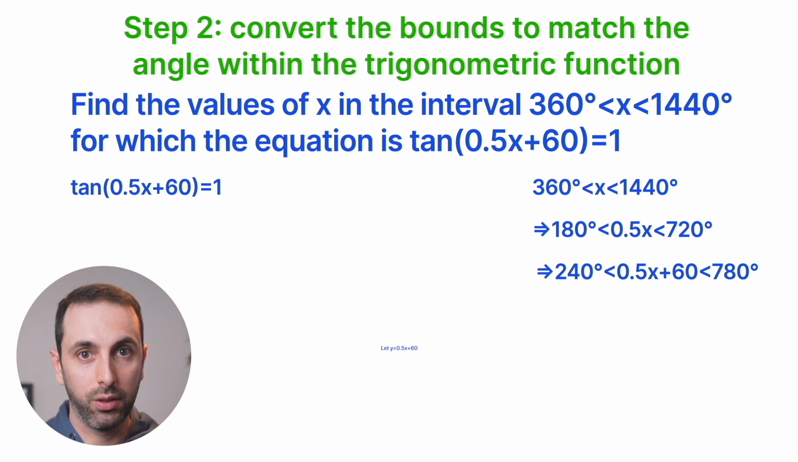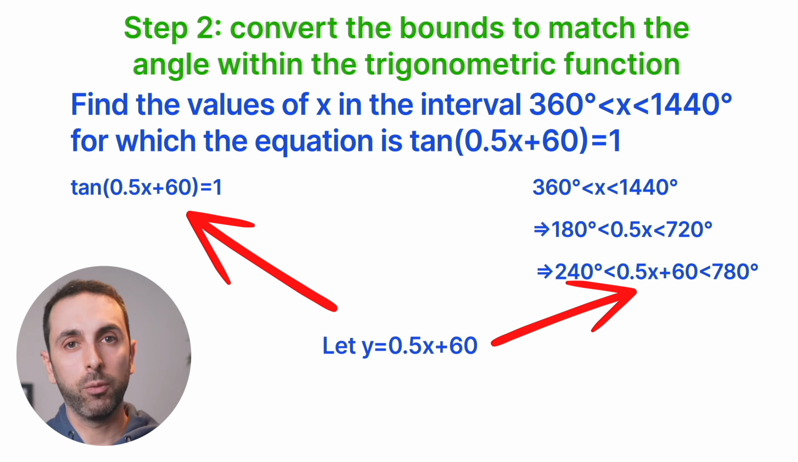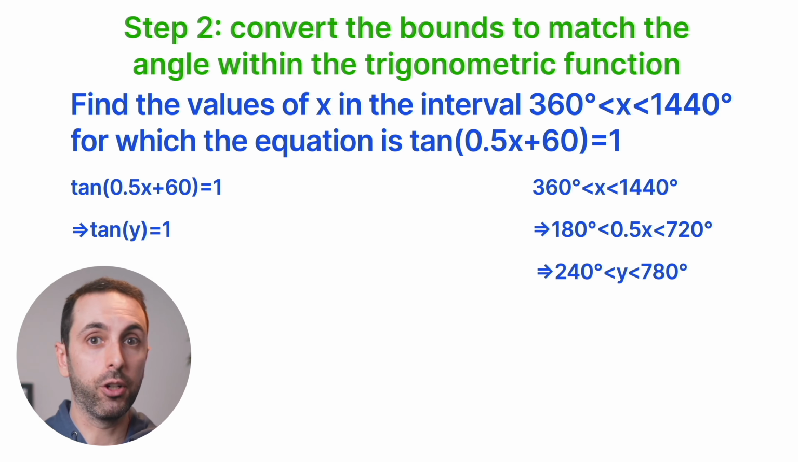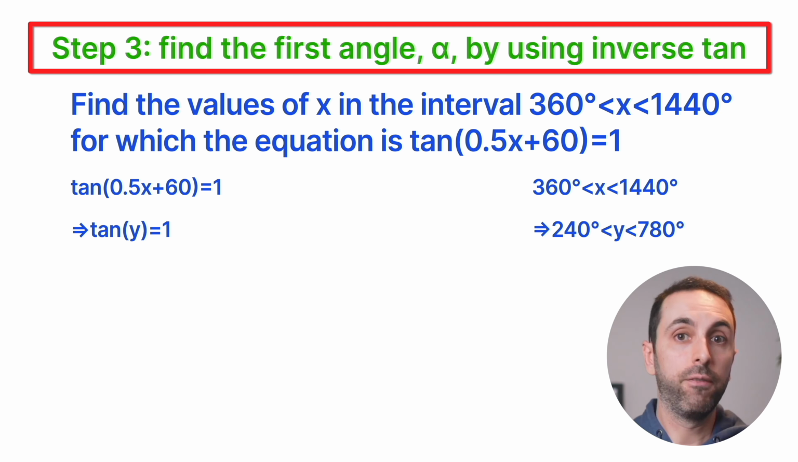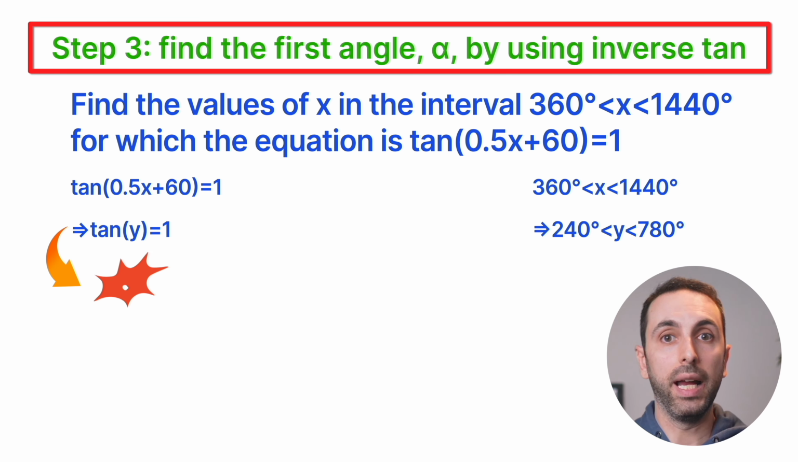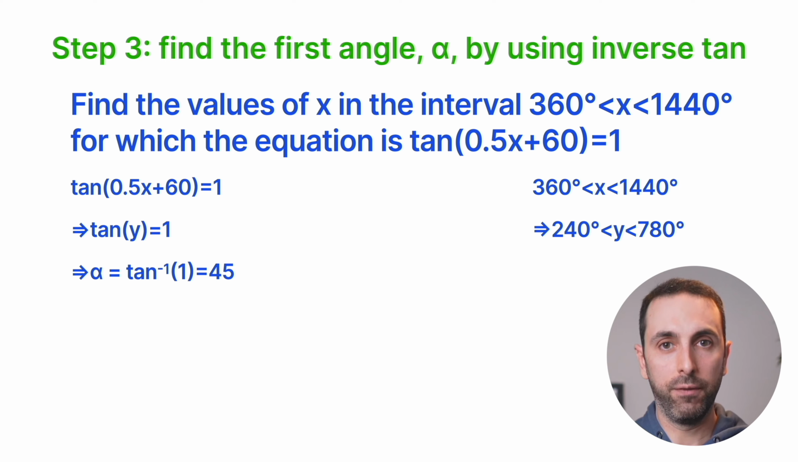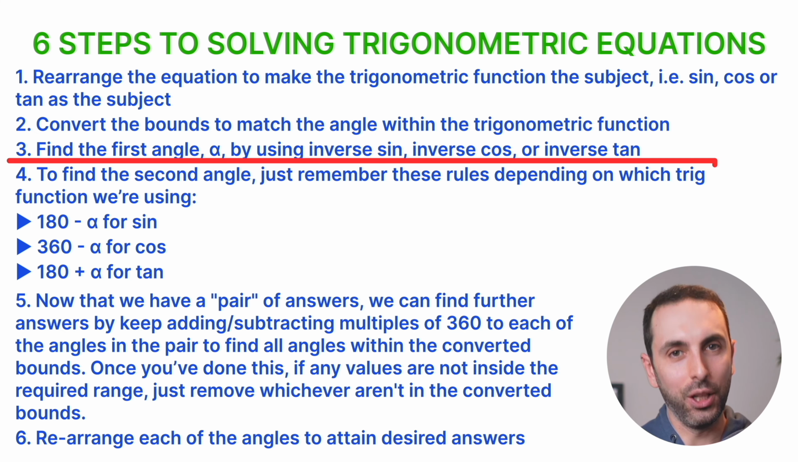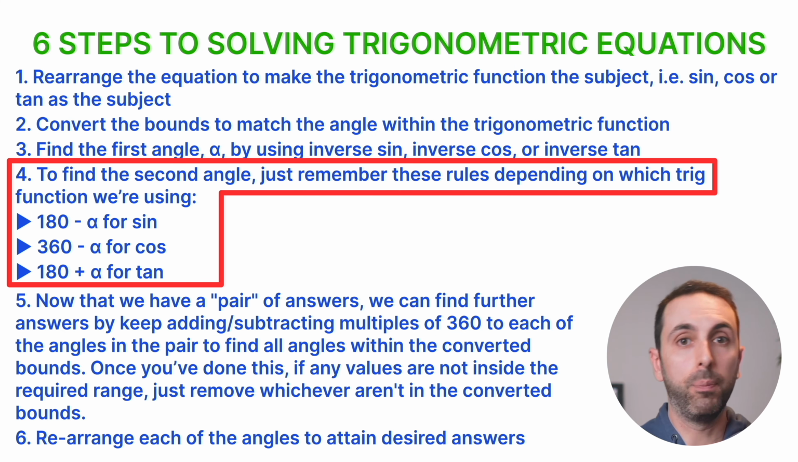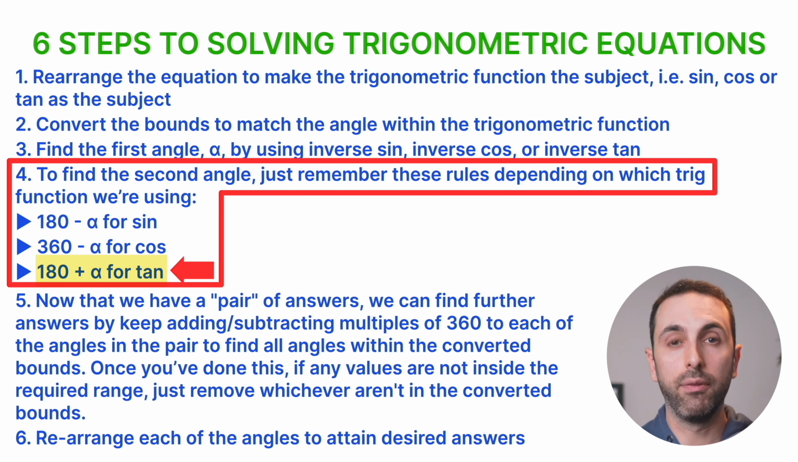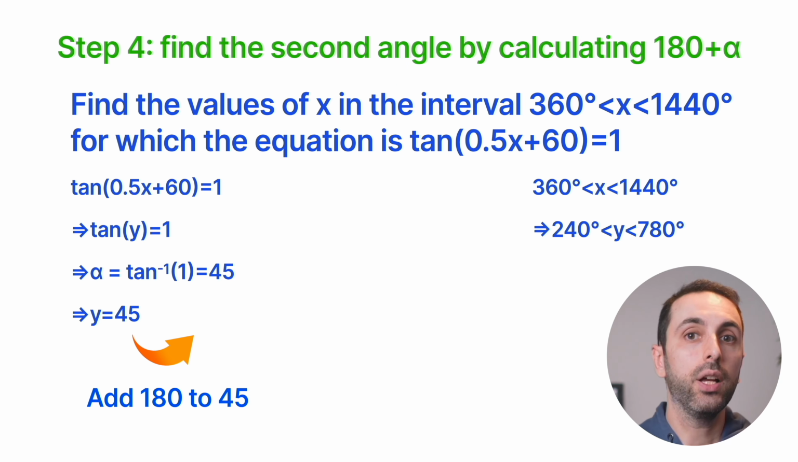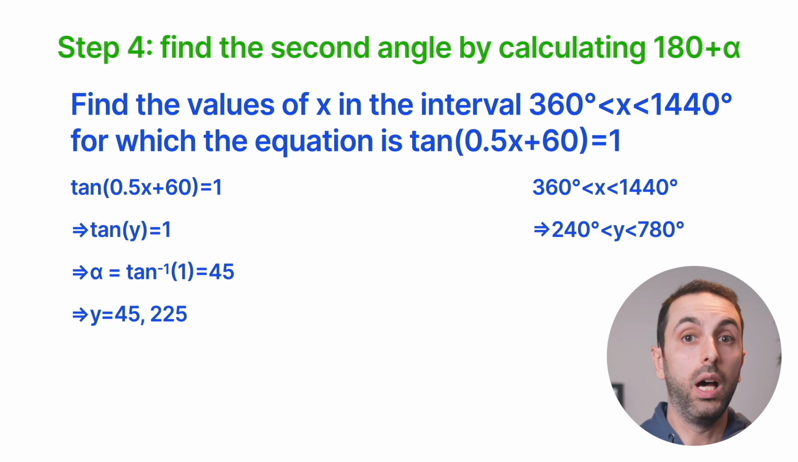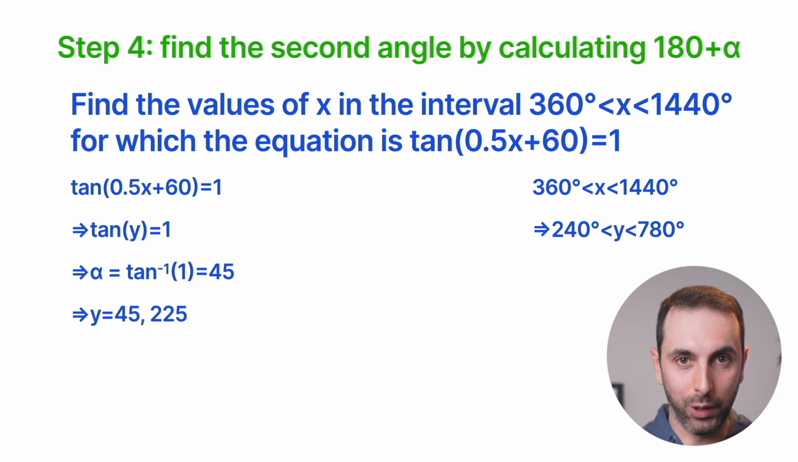Like the previous questions, I'm going to replace the half x plus 60 with y for the trig function and bounds. Looking at the third step, in order to find the first angle, I'm just going to apply inverse tan to 1, which is 45 degrees. Looking at the fourth step, we follow these set of rules depending on which trig function we're using. Let's look at where it says 180 plus alpha for tan. So in order to find the second angle, we just add 180 to the value we just found. And this leaves us with 225 degrees.